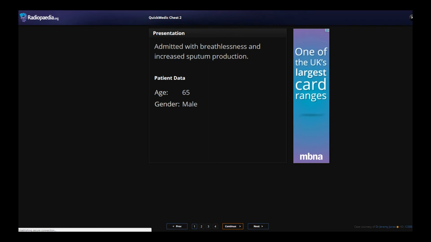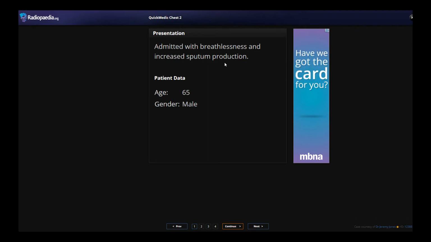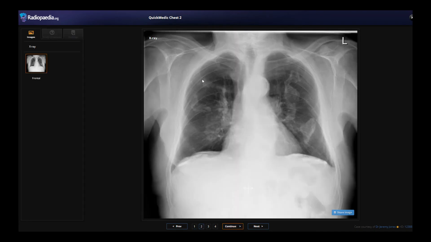The next patient was admitted with breathlessness and increased sputum production. This is a 65-year-old male with increased sputum production. So let's start at the beginning again. So airway, we're looking at the trachea, and it looks like it's slightly rotating off to the side there. There's calcification within the aortic arch here, the knuckle of the aorta as it folds downwards.